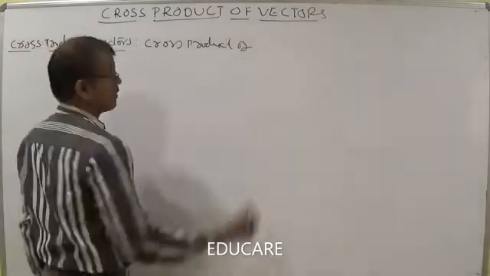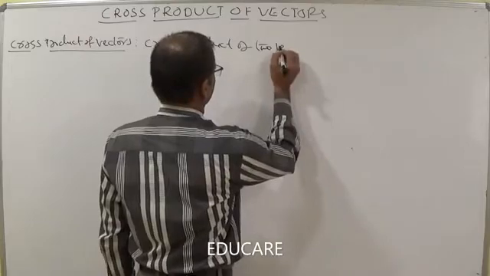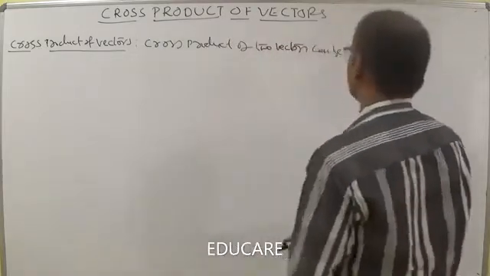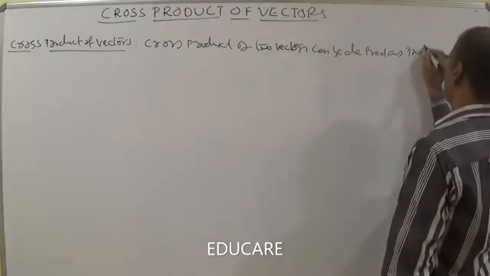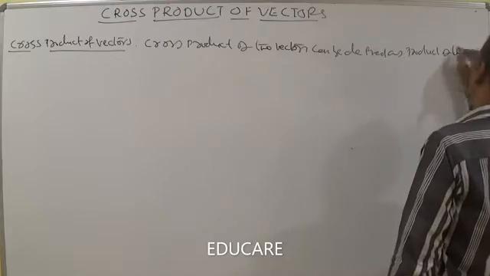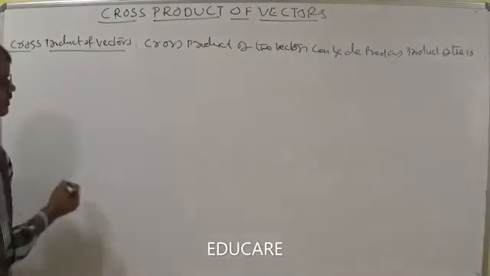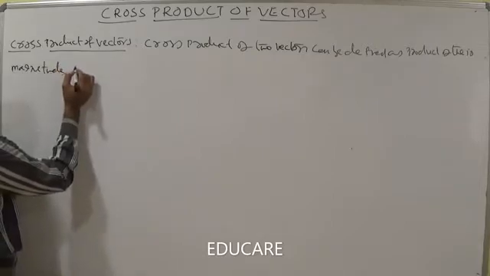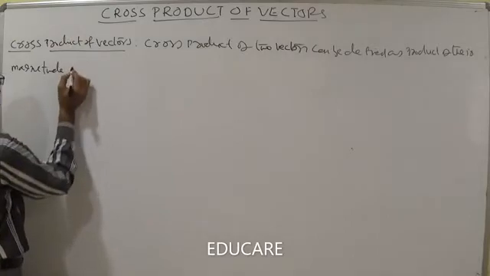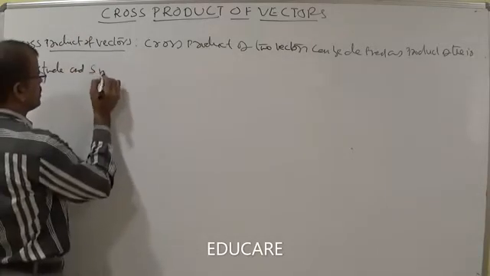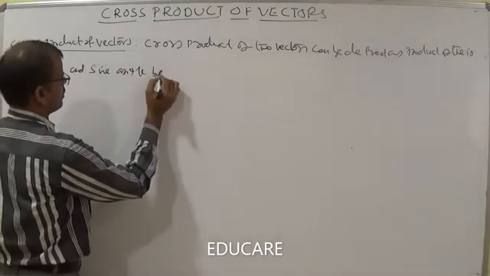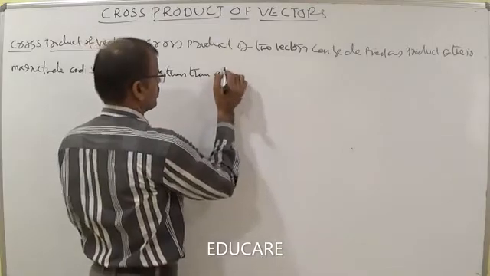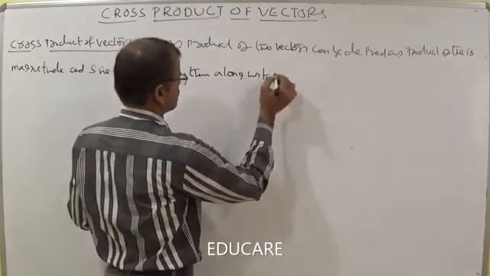Cross product of 2 vectors can be defined as the product of their magnitudes and the sine of the angle between them, along with a unit vector. This is the necessary definition.